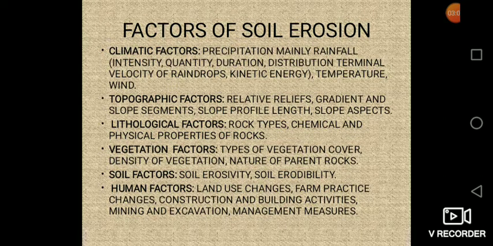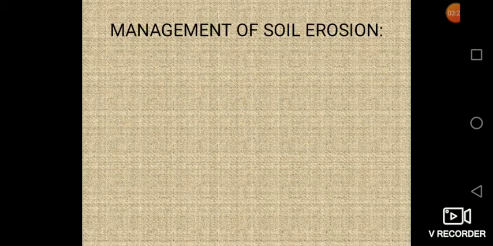And now the human factors. If humans are altering the land use pattern, if they are changing the land and it is used for construction activities, mining, excavation, and management measures, these are also leading to soil erosion.